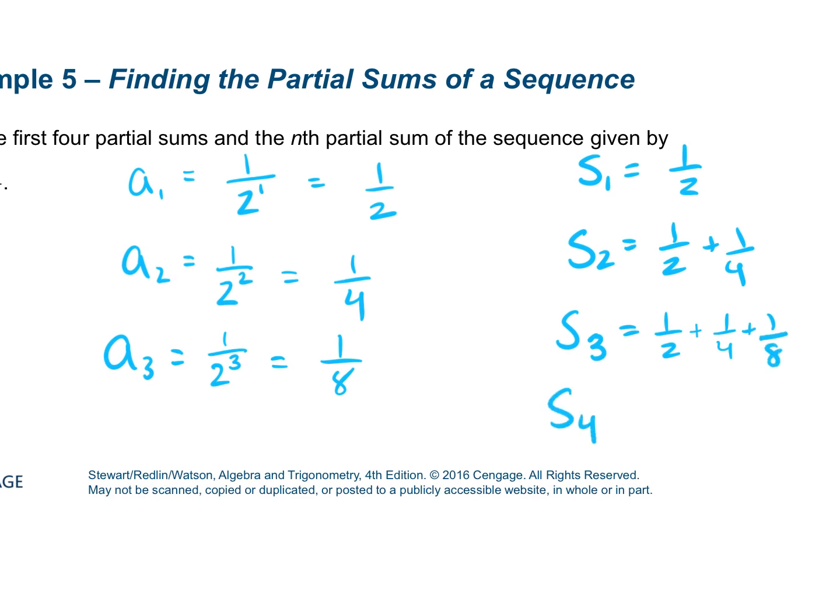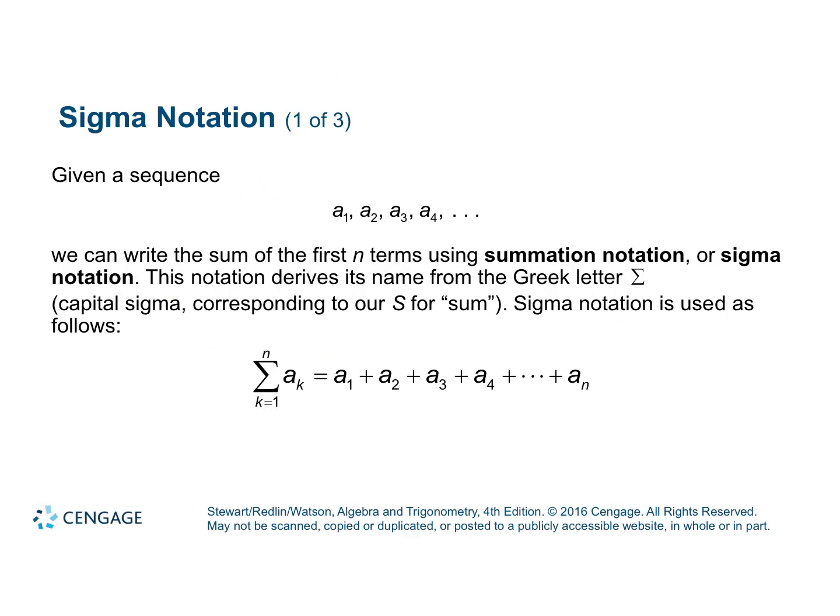And then lastly, for our fourth partial sum, we need to plug in 4. So 1 over 2 to the fourth power would be 1 over 16. So 1 half plus 1 fourth plus 1 eighth plus 1 over 16. On web assignment, it asks for this. You'll actually have to add them together. But just for the sake of time, this would just be how you do it.